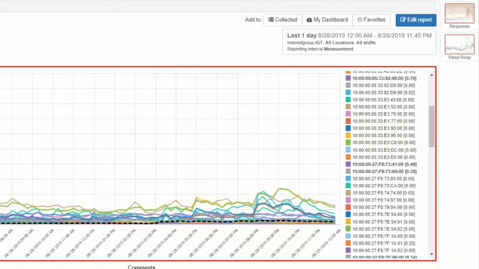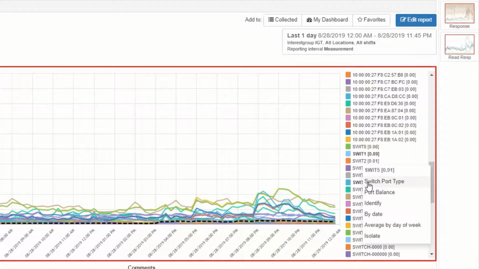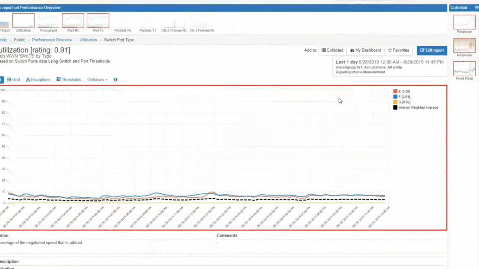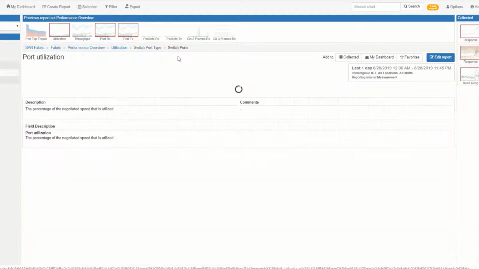But I know that I've got a 0.91 in here somewhere, so I'm going to scroll down and look for my 0.91. That is SWIT 5. And I'm going to drill down to that, and I see it's not the E ports, it's the F ports that are having high utilization.